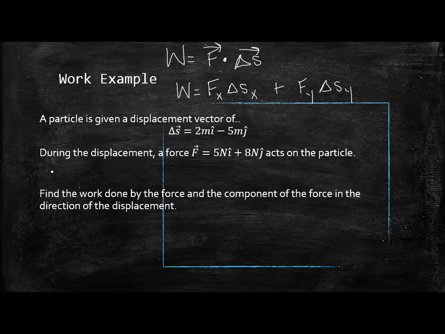So we have 2 times 5 plus 8 times negative 5. And we're going to end up with a scalar quantity. This is 10 and this is negative 40, so our work is negative 30 newtons times meters, or joules, however you choose to write that.